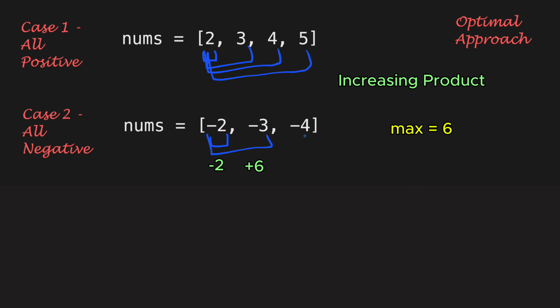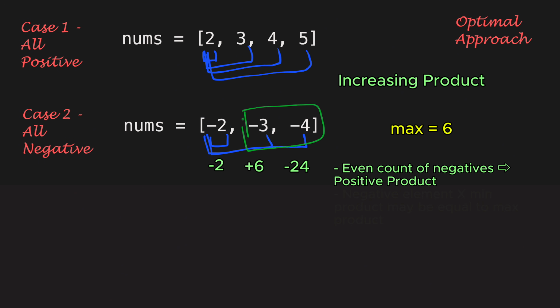Then the next element we see is minus 4, and if we extend the subarray, the product of this subarray will become 6 into minus 4 equal to minus 24, and we can see that the product flips the sign again. So depending on the number of negative values we have seen so far, the product alternates between positive and negative. Even count of negatives result in a positive product, while odd count results in a negative product. Also, at this point, a better subarray is minus 3 minus 4 with the product plus 12, which surpasses the previous maximum product of plus 6.